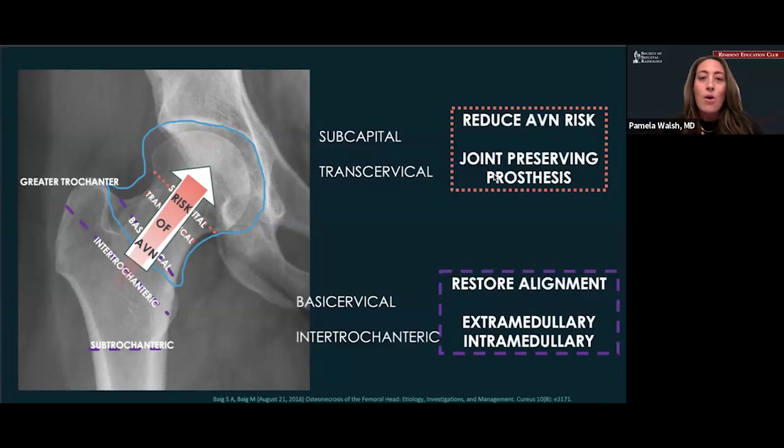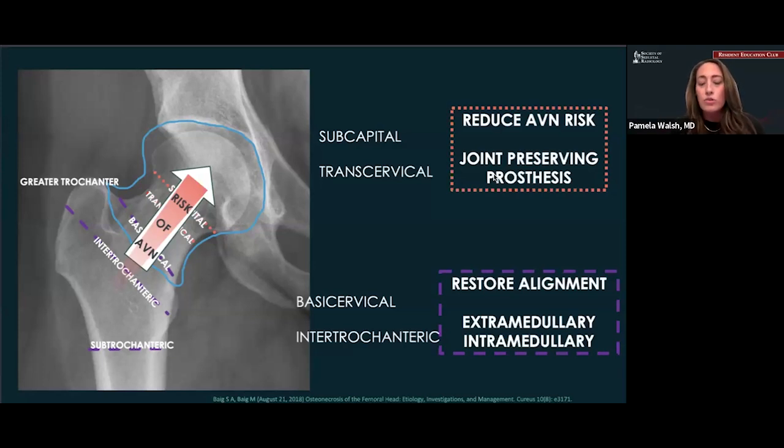Okay, so with our subcapital and transcervical fractures, transcervical is going to be another one that we're going to be concerned about avascular necrosis. So when surgeons are thinking about their treatment options, when they have a subcapital or a transcervical fracture, their goal is really to reduce AVN risk. And that could be done with either joint preserving, such as a pin, which we'll see, or using a prosthesis if they're really concerned about a high risk of AVN and malunion.